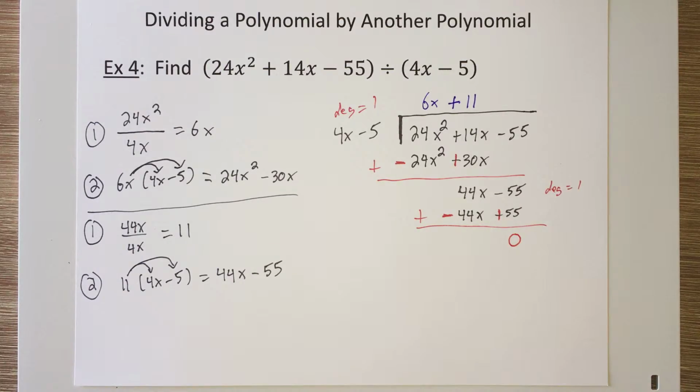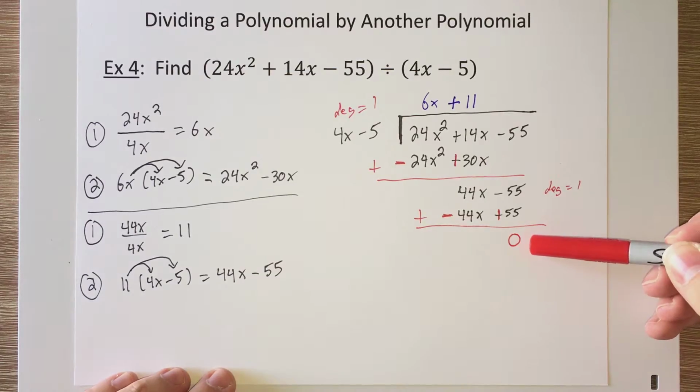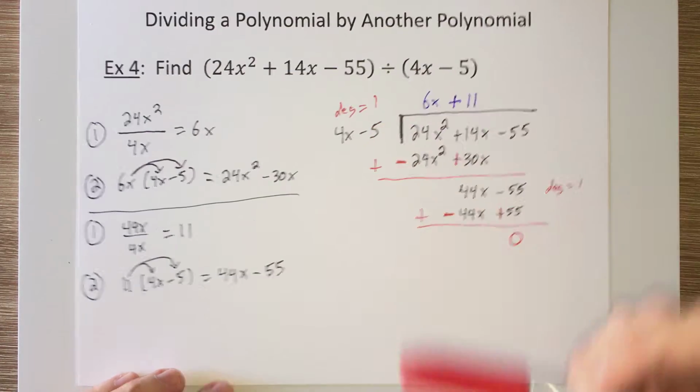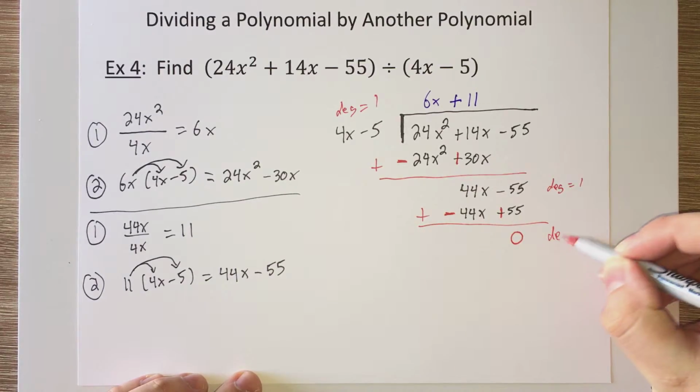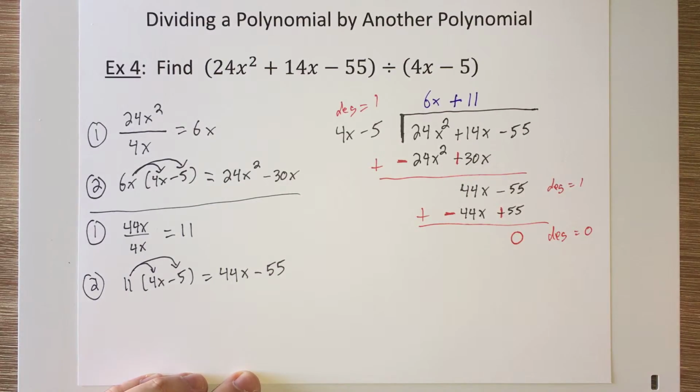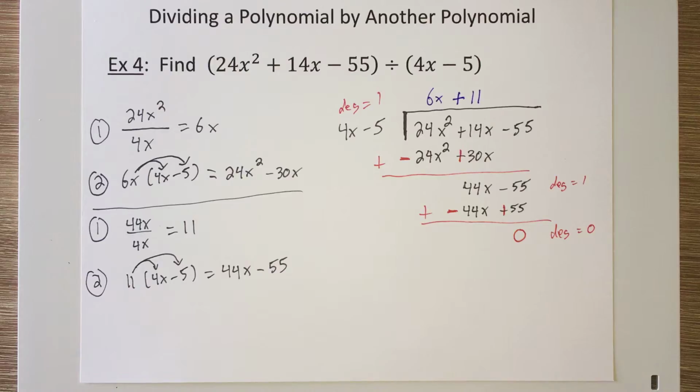I just want to see if I'm done with the question. So I need to figure out what the degree of this is and see if it's less than the degree of this. Well, the degree of a number, when you have a number, no letter at all, is 0. The degree of this is 0. The degree of that is 1. Is the degree of this less than the degree of this? Yes, because 0 is less than 1. So we're done. So now we can write our answer.